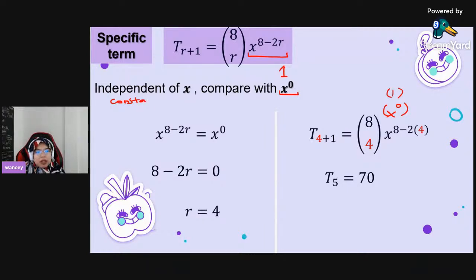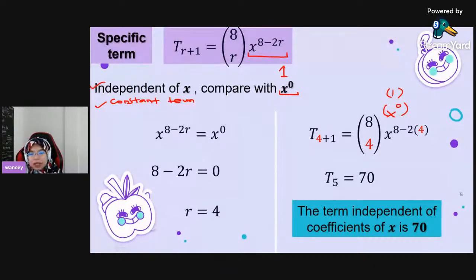So independent of x or constant term, they mean a similar thing, where we have to compare with x to the power of 0. Okay, so done with this one. So the term independent of x. This is a mistake, it should be independent of x. I copied too much, so that's how it is.